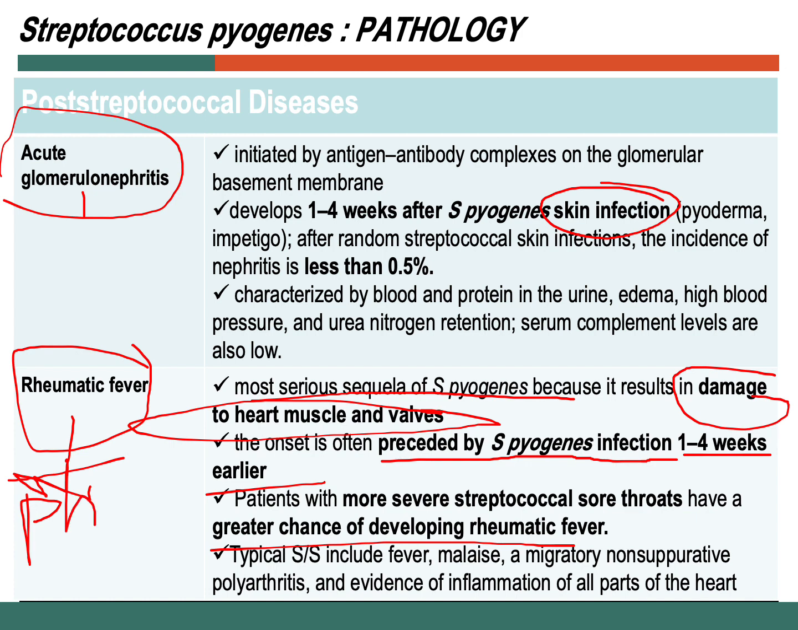Typical signs and symptoms for rheumatic fever include fever, malaise, migratory non-suppurative polyarthritis, and evidence of inflammation of all parts of the heart, causing endocarditis, where you will see thickened and deformed valves. You will also see scar tissue, which is known as Aschoff bodies.